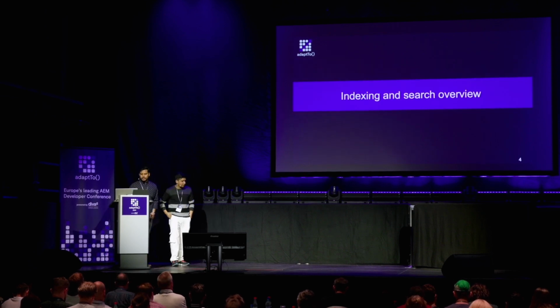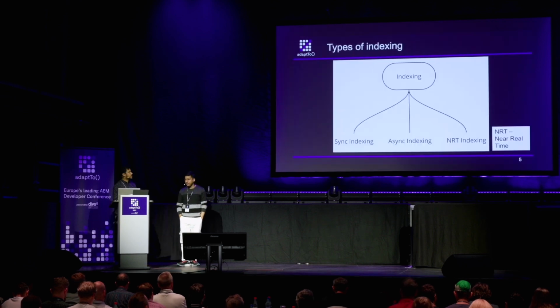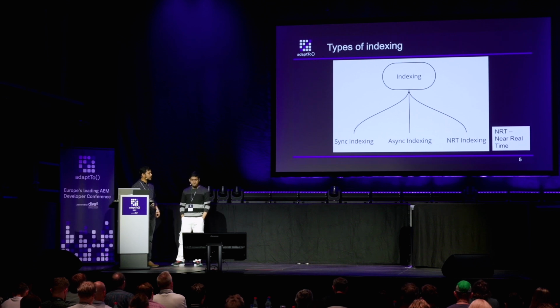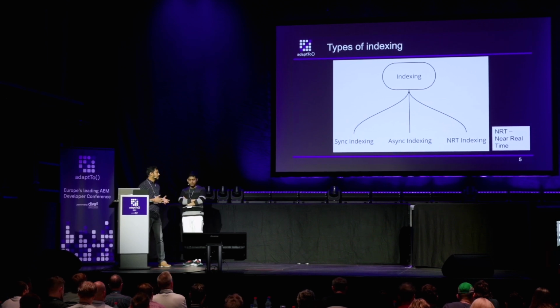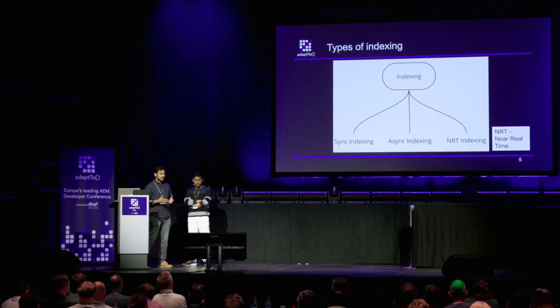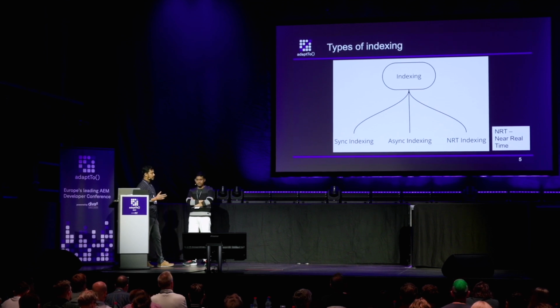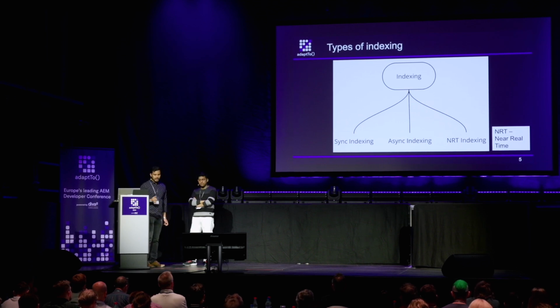Okay, so indexing and search overview. The first thing is we can divide indexing into majorly 2 buckets: sync indexing and async indexing. As the name suggests, sync indexing means that as soon as you write or update your content, it will be indexed. Async indexing works on the premise of eventual consistency, and a background job indexes the content in AEM. And RT indexes bridge the gap between these 2 for the async indexes. They give you a near real-time experience for your search queries.